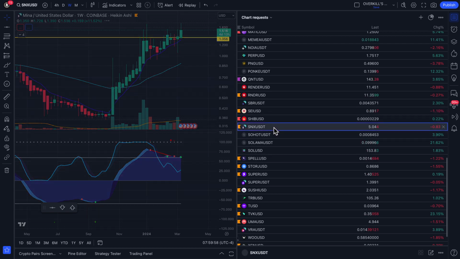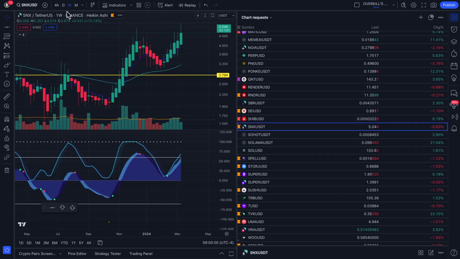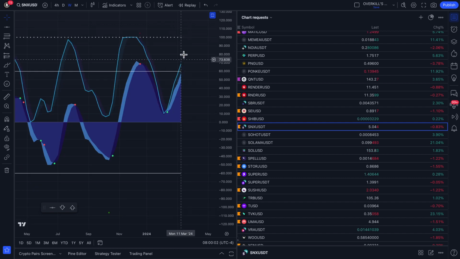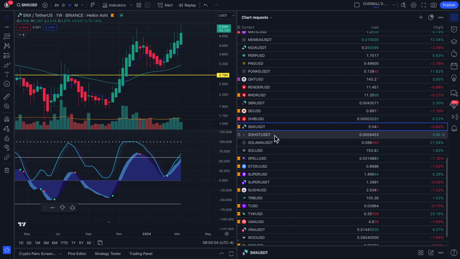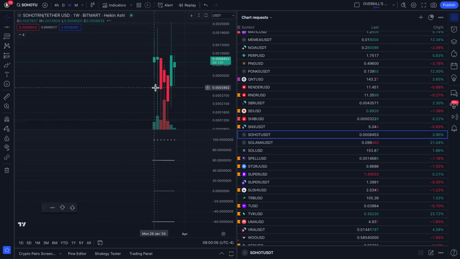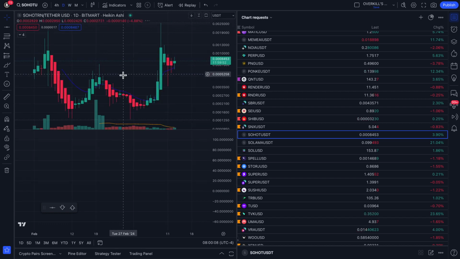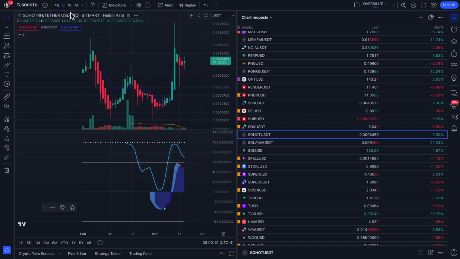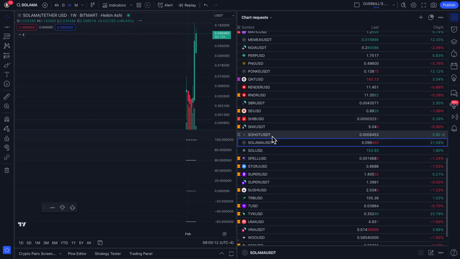What else we got? SNX. Holder of this name, waiting for the stochastic to get back up there near 100. So hot. This one's too new for me. Okay, too new for me. I don't know. I can't tell you.